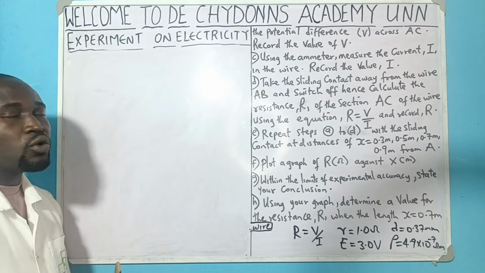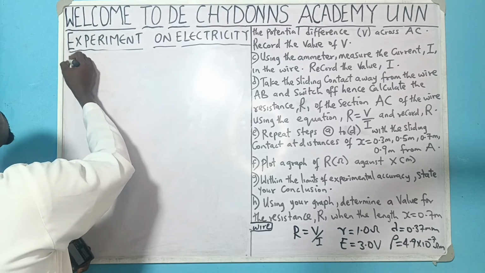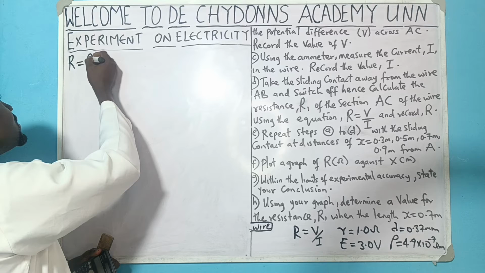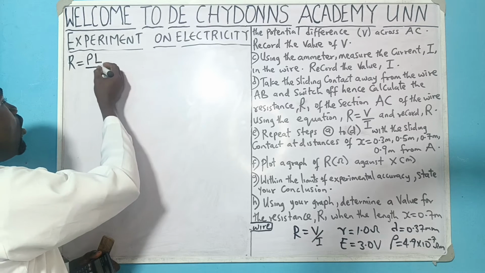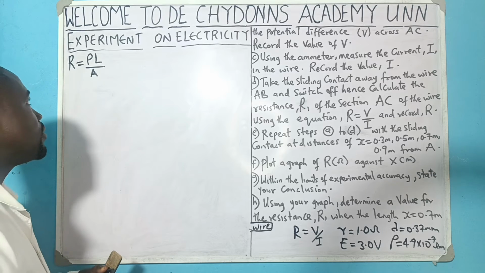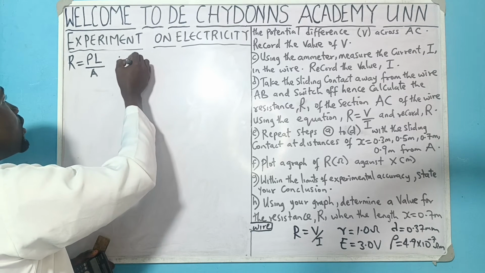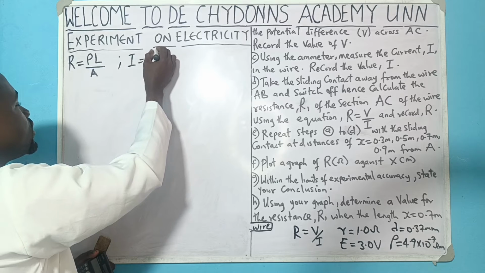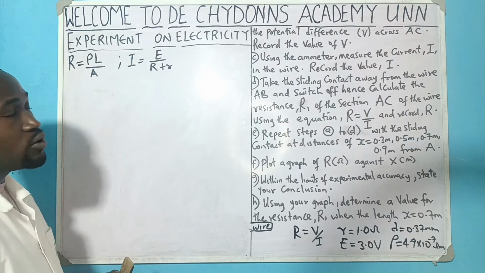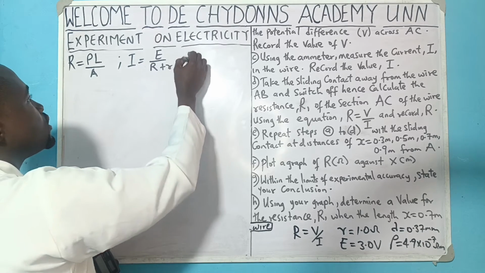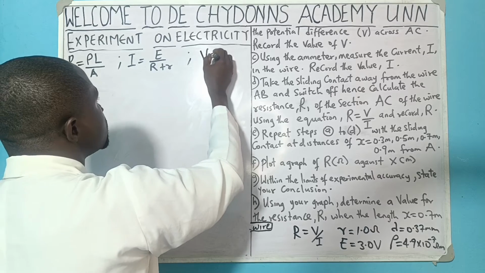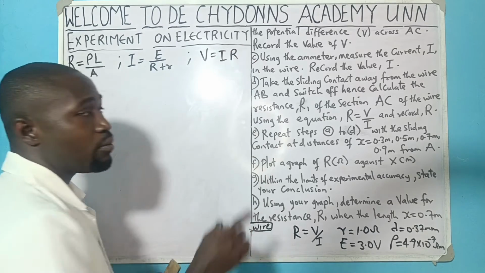We need to recall these formulas: resistance is equal to resistivity times length all over area. We also need to recall that I is equal to E all over R plus r. We also need to know that V is equal to IR. That is from Ohm's law.